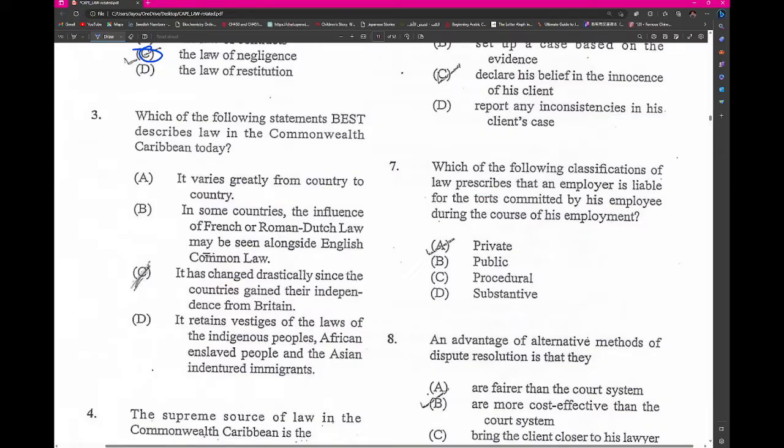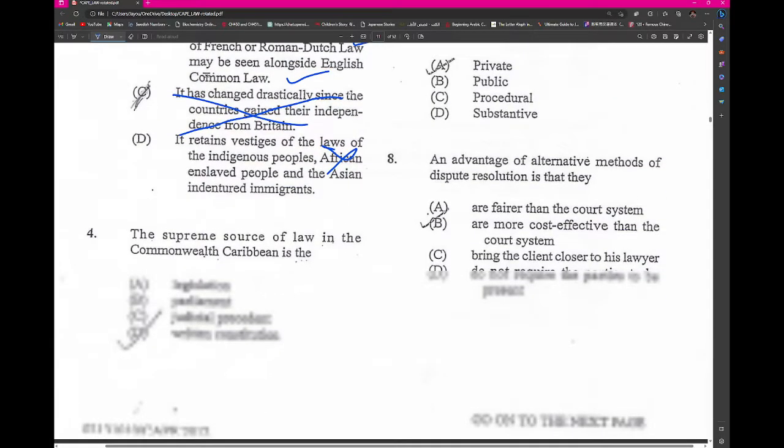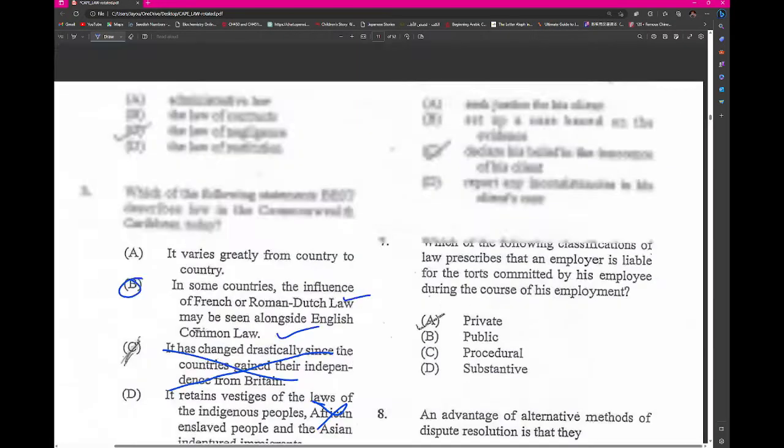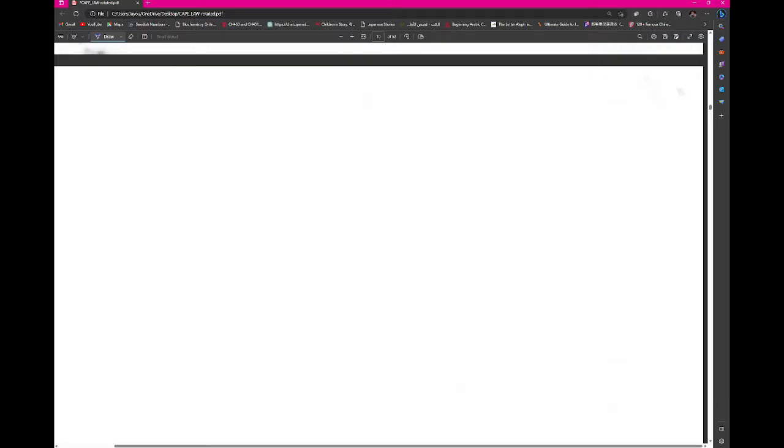Which of the following statements best describes law in the Commonwealth Caribbean today? So let me see. It has not. It retains vestiges of laws of indigenous Africans and the enslaved. No, not really. In some countries, the influence of the French may be seen alongside. It has not changed drastically. I'm not sure what answer that was. The supreme source of law in the Commonwealth Caribbean is the Constitution. Why did it go up so far? Not sure why.